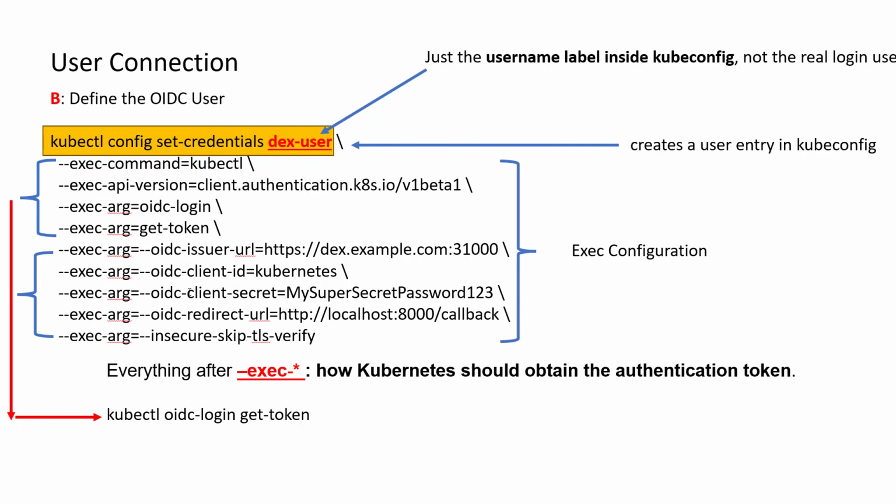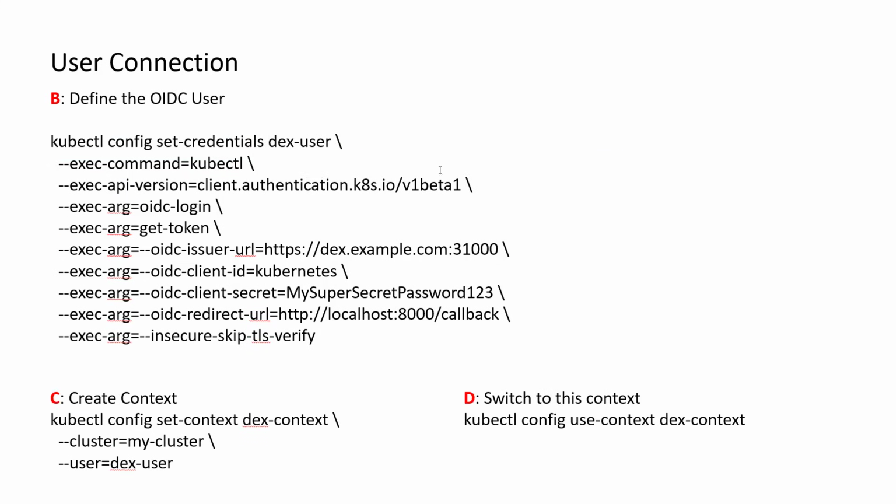The next section is the parameters. When you run kubectl get pods, it will send to Dex, and Dex will provide you a page to enter your username and password and then generate a token for you. So we need to run this command.